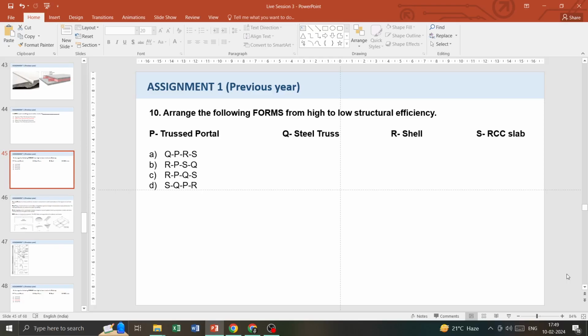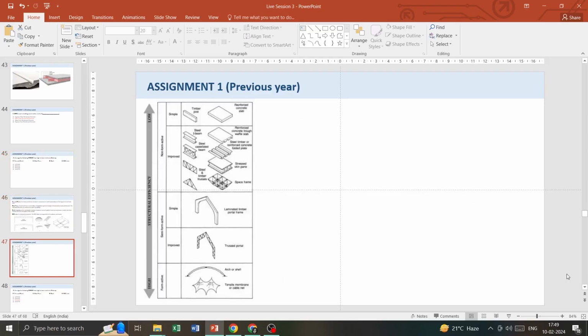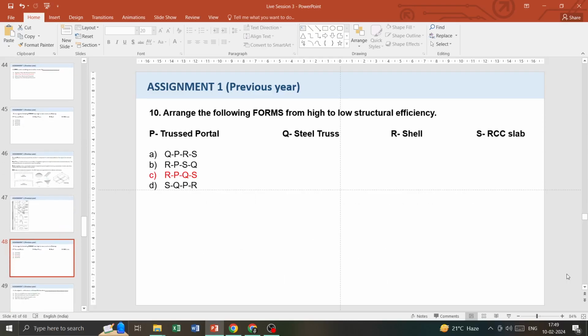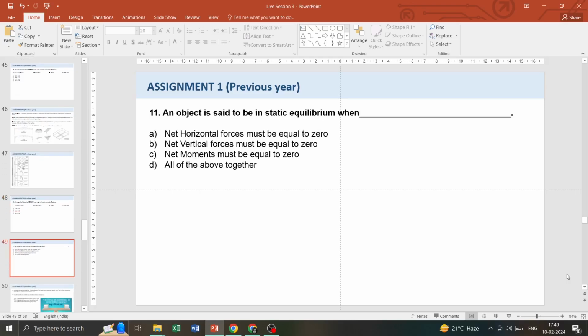Then we will have trussed portal, because in trussed portal the columns also have braces compared to a normal steel truss. So we will have P. Then we have steel truss, which is Q, and then last we will have RCC slab, because it is non-form active and it has the least structural efficiency. So our answer is C, R, P, Q, S.